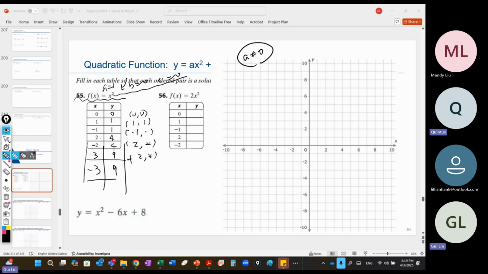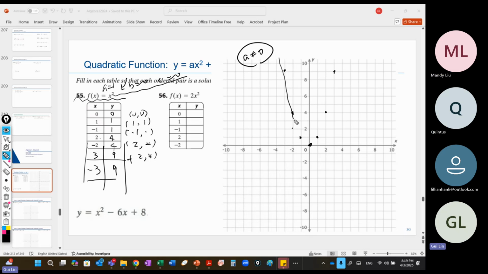Okay, so let's move on. 0 is right here. Can you hear me? Yes, I can hear you. Okay, just wanted to confirm. All right, 0 right? 1 here. 2, 4. 3, 9. Right? Does it make sense? And negative 1, 1. Negative 2, 4. Negative 3, 9.